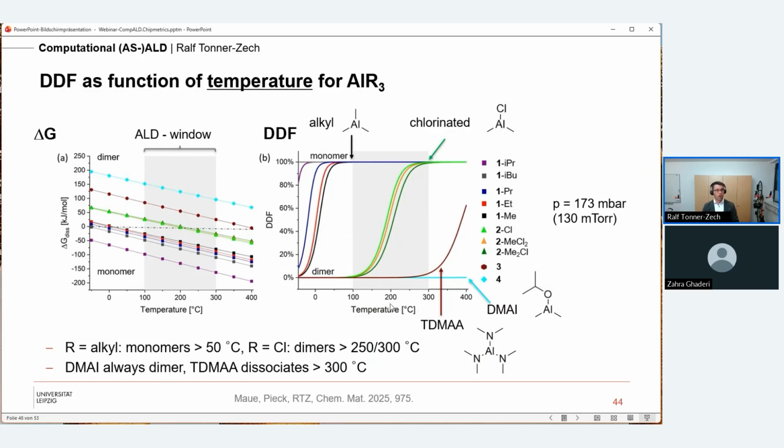So it means depending on where you are on the ALD window, your chlorinated precursor might be monomeric or it might be dimeric. It's very important to incorporate temperature in the study of ALD processes, because if you look into the literature, that's one of the questions we got when we submitted this paper by a reviewer. I said, well, but it's known in the literature that trimethyl aluminium is a dimer. Yes, it is. At very low temperatures in the solid state, it is a dimer. But if you look at ALD conditions, it is not a dimer at all. It very quickly dissociates because of the temperature effects. And so it is important for all the modeling to incorporate ALD conditions.